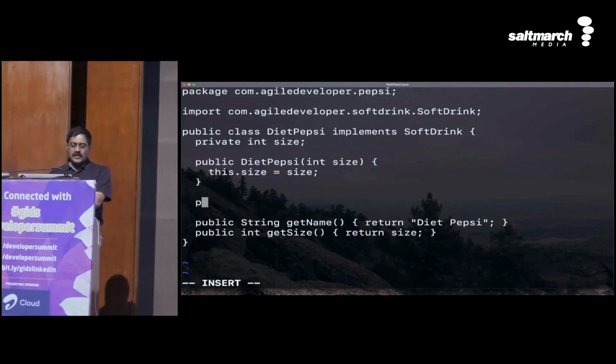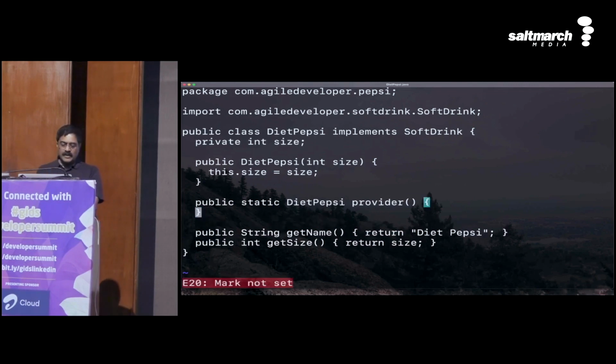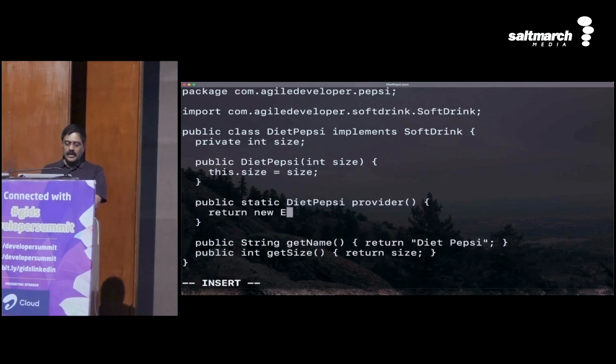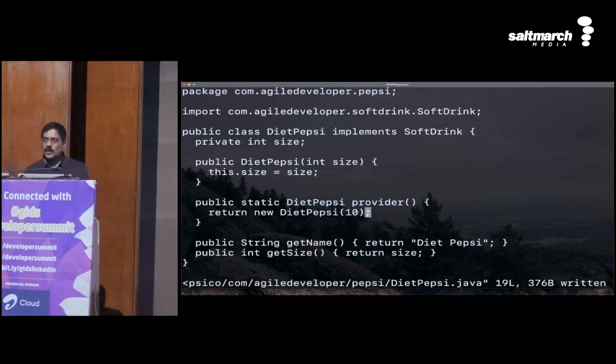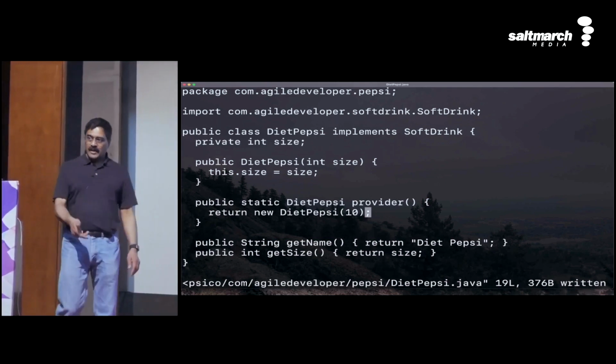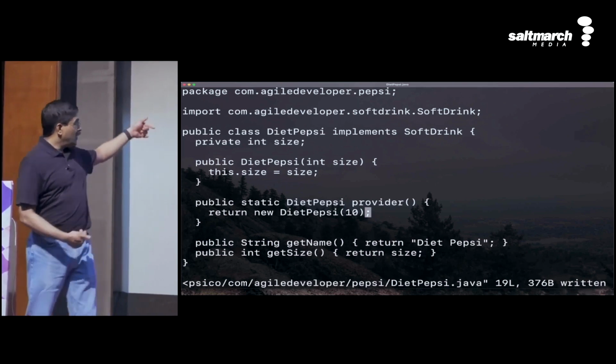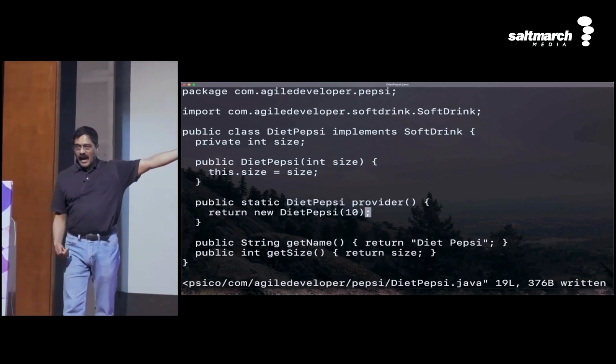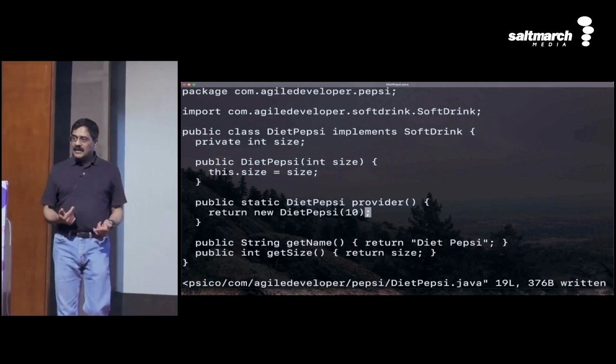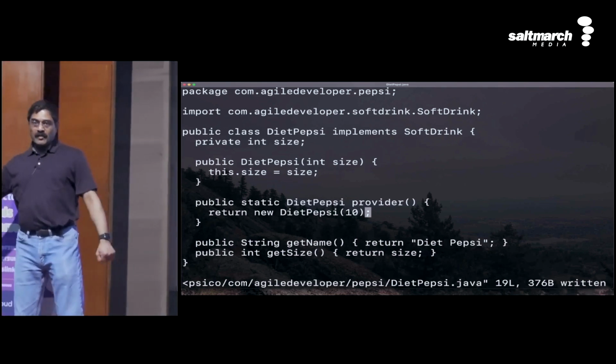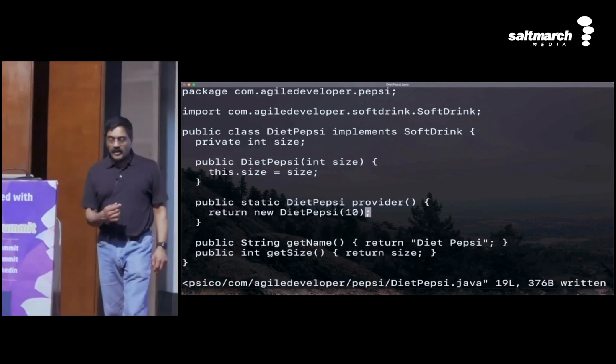What we're going to do here is say public Diet Pepsi, and this is going to be a static method. So we'll say static Diet Pepsi provider, and what does a provider method do? It says return new Diet Pepsi, let's say in this case size 10. So in other words, either you give me a no argument constructor or you give me a static provider method. And if you give me a static provider method, I will use it. If you don't have a static provider method, you better give me a no argument constructor, right? So that's basically what you're saying in here.